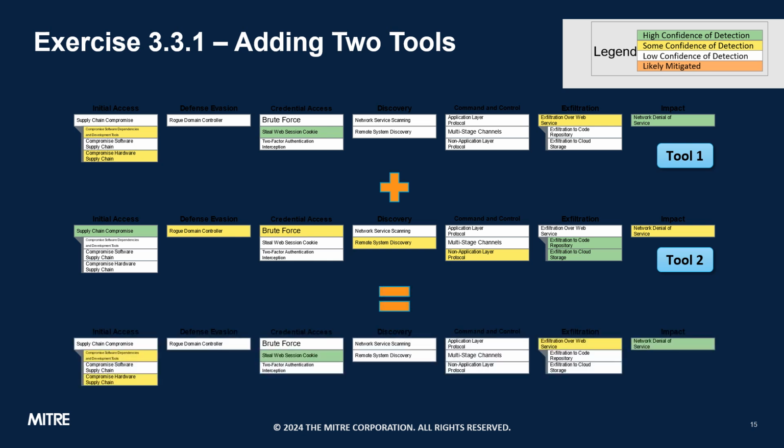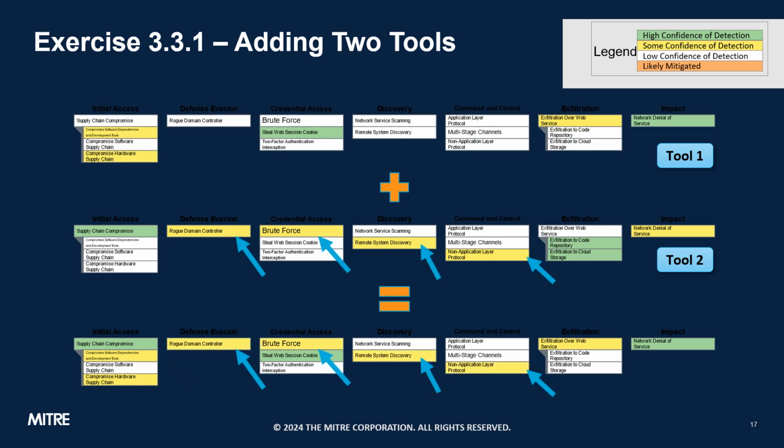Here, we start with tool 1 on the bottom. We've just kind of copied that heat map, pasted it down below, and we're just going to walk through all of the things covered by tool 2 and add it to the bottom heat map. So here you can see tool 2 does supply chain compromise. We get high confidence there, where tool 1 only has low confidence. We'll bump that up to high confidence.